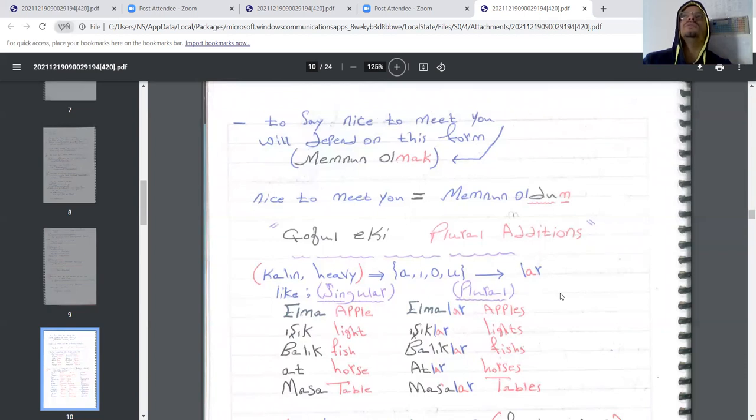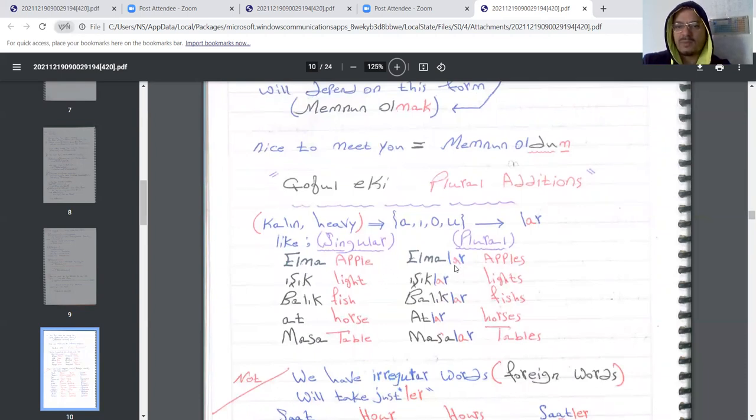When I want to change from singular to plural, something like S in the English language. Dog, dogs, cat, cats, something like that. Actually the same, but here we don't use one letter, we use three letters. Two of them are constant. The middle one will change every time, A or E. Elma, apple, elmalar. Işık, light, ışıklar. Balık, balıklar. At, atlar. Masa, masalar.